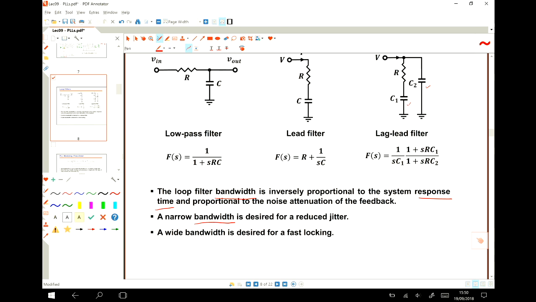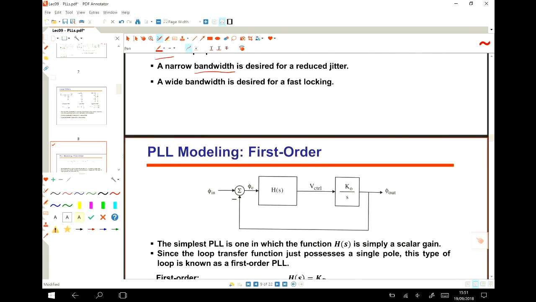Depending on your application, you may need to design higher order filters. Higher order filters definitely have a sharper roll-off and give you better performance, but at the expense of cost and area, and also the complexity of design.